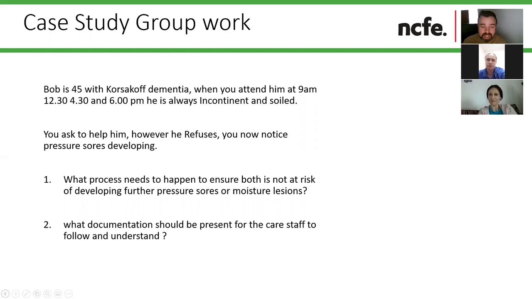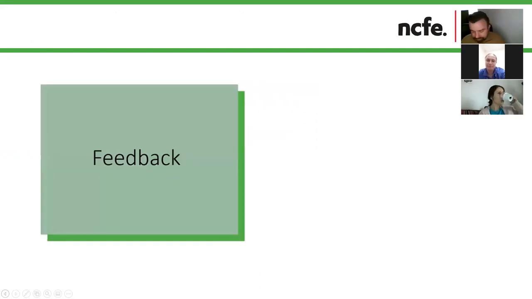So what documentation should then be presented for care staff for them to follow and understand? What you'd expect to see is a well-written care plan, wouldn't you? Here's his incontinence plan. This is his management plan. Let's see if it works. And the whole point of healthcare, if the care plan doesn't work, review it and keep changing it until it does work. Unfortunately, it takes work, it takes time.